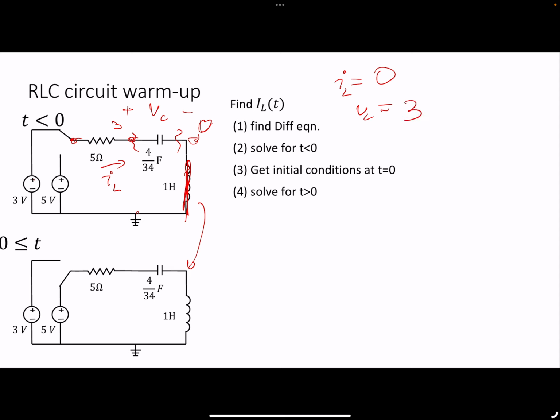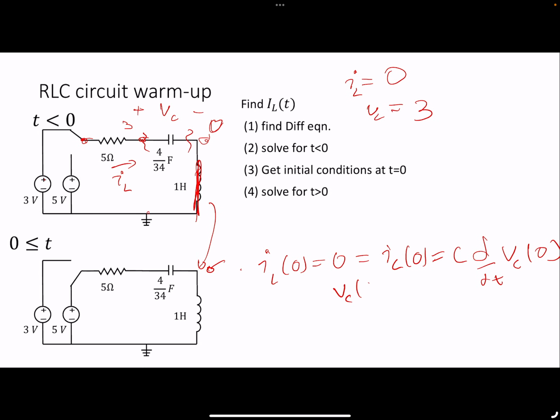Now, let's say we wanted to solve for VC here. Well, we know that IL(0) equals 0, but that's also equal to the capacitor current, IC(0), which is equal to the capacitance times d/dt of VC(0). So that's how you would get an initial condition for the derivative of the voltage. And then VC(0) would actually be equal to 3. So indeed, you have an initial condition for the voltage and its derivative.